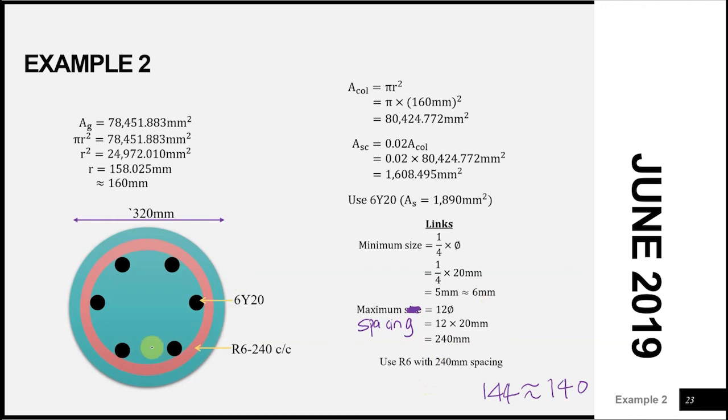Okay, last kali we can sketch. Okay, so the sketch, this is not watermelon, although it look delicious. Okay, we know that the column is round. Okay, and we have 1, 2, 3, 4, 5, 6 numbers of Y20 diameter longitudinal bar. Okay, labelkan. And then round yang pusing kat dalam ni, yang warna pink, this is the link, which is R6 240, spacing 240, center to center.